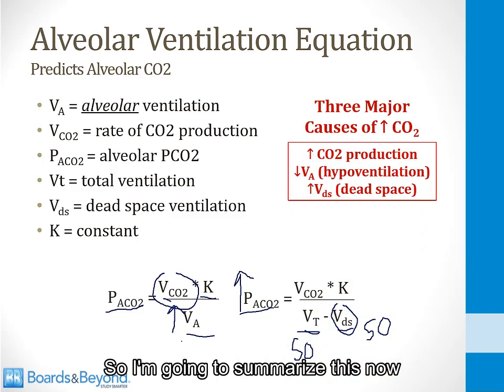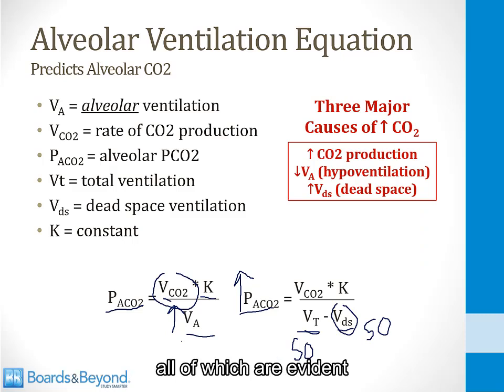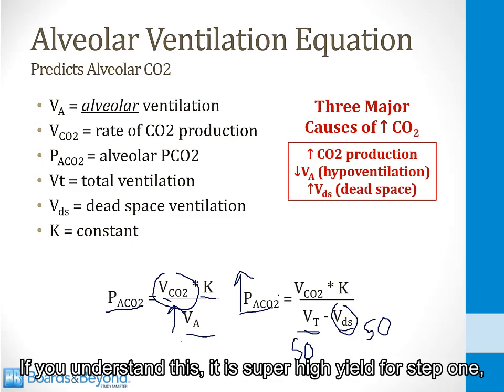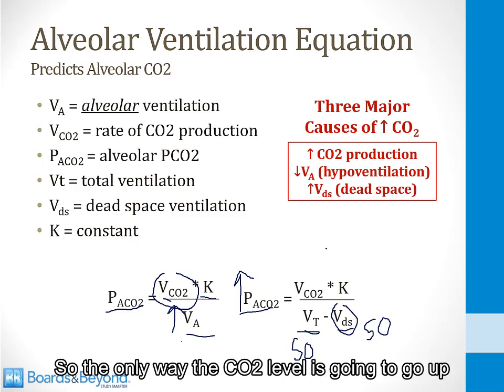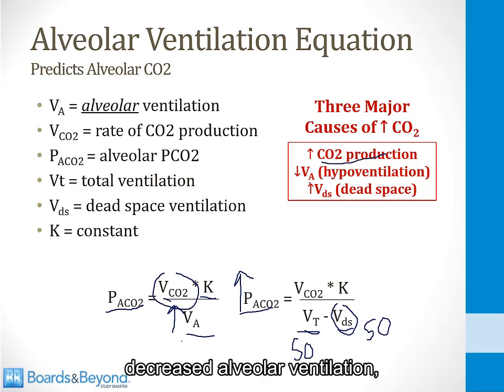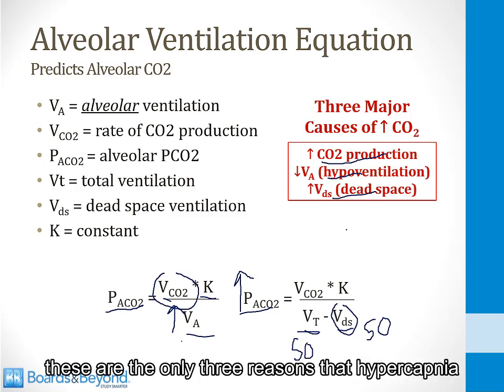So I'm going to summarize this now by writing the three major causes of CO2 increase, all of which are evident from the alveolar ventilation equation. If you understand this, it is super high yield for step 1. It can help you to answer many, many questions. So the only way the CO2 level is going to go up is if there's either increased carbon dioxide production, decreased alveolar ventilation, which is hypoventilation, or increased dead space. These are the only three reasons that hypercapnia can develop.